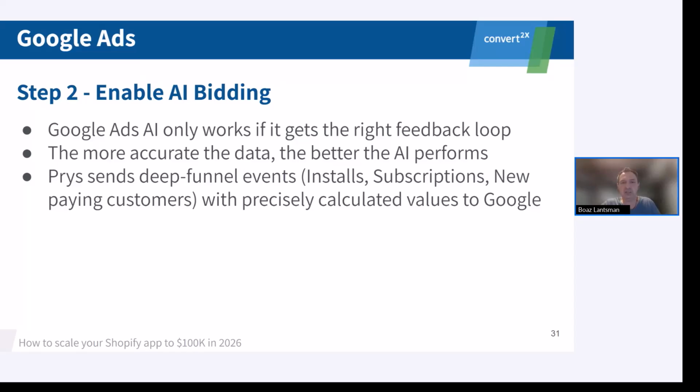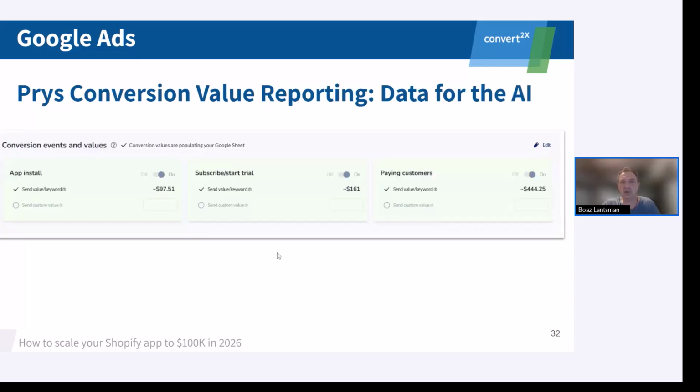So it looks like this. This is Prys conversion value reporting. You have the app install, the subscribe, which usually is also the start trial, and the paying customer. And you can choose to send custom values. Sometimes that's relevant when you're starting out, when you're still building your values. But when you have enough data over time in your BigQuery and Prys reads from your BigQuery, even if you start Prys now, if you have data in your BigQuery a year back, you'll have these values right away.